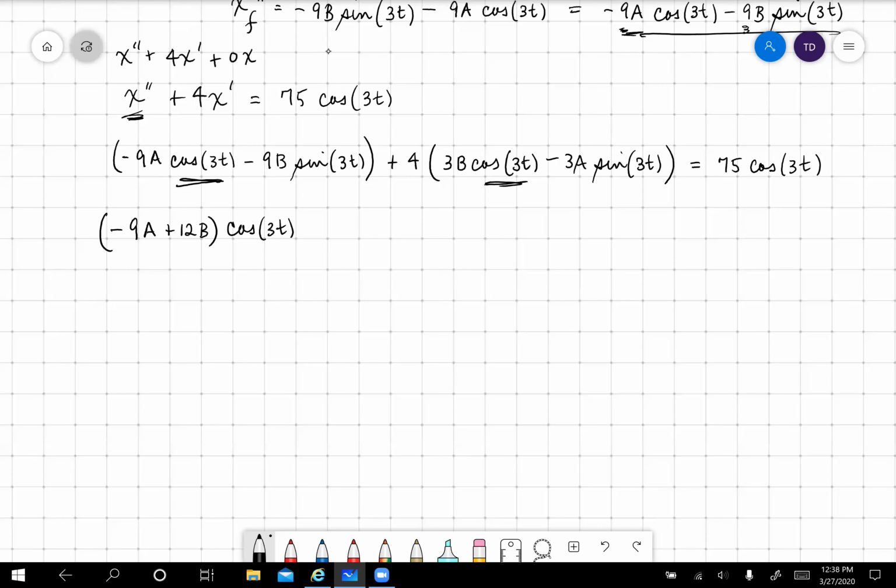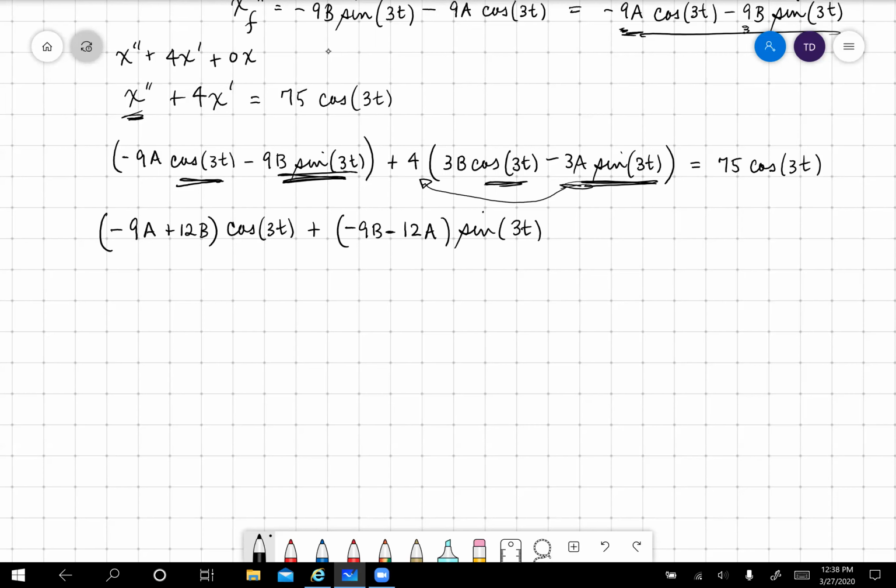And then I have my sine terms. And I've got this one, and I've got this one, plus minus 9b minus 12a. Don't forget, this one multiplies 4. All times sine of 3t.